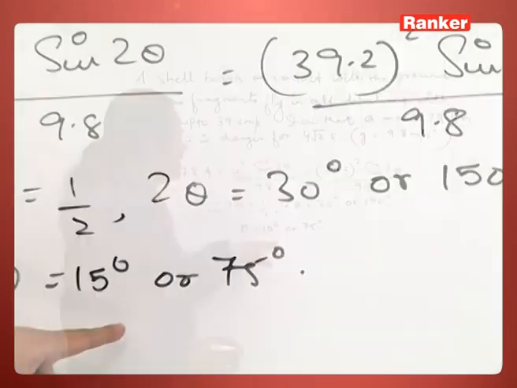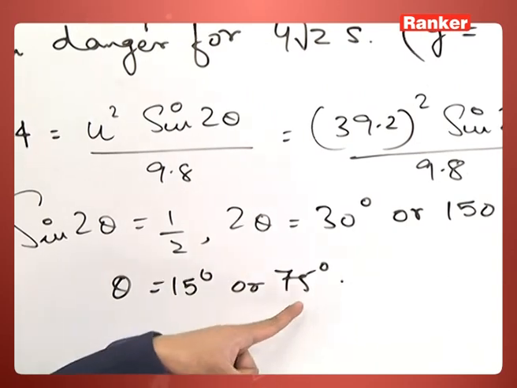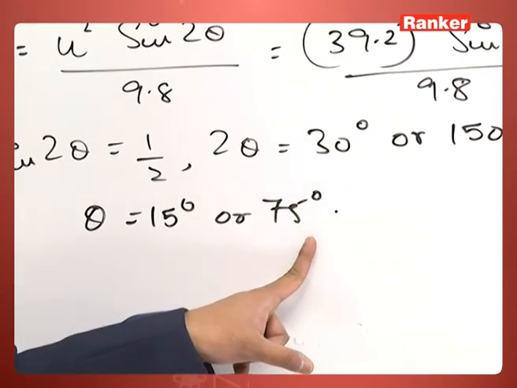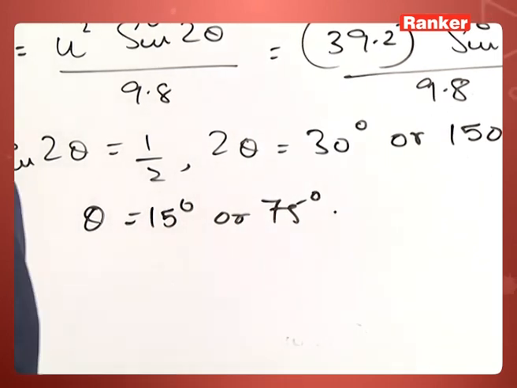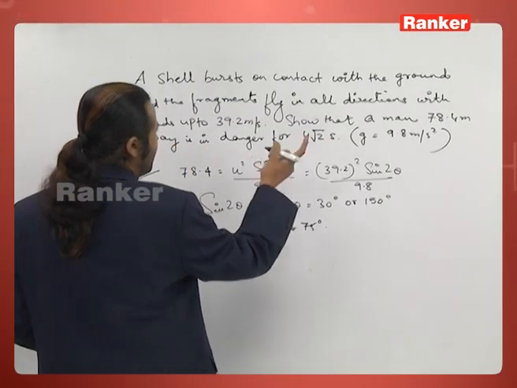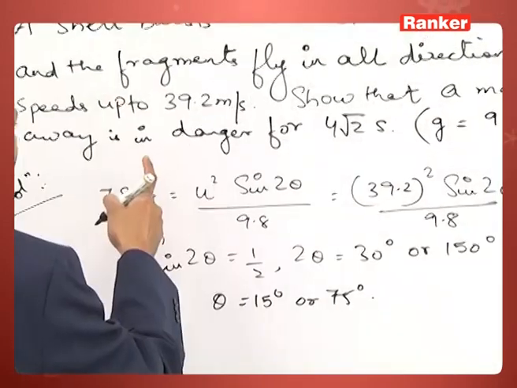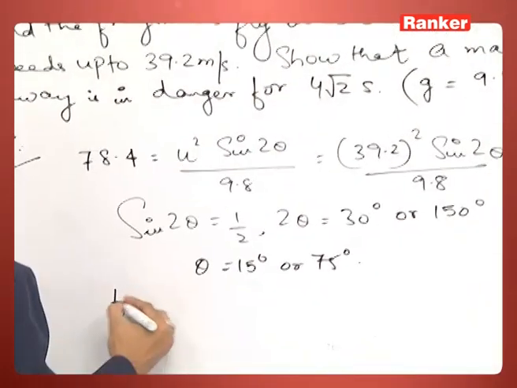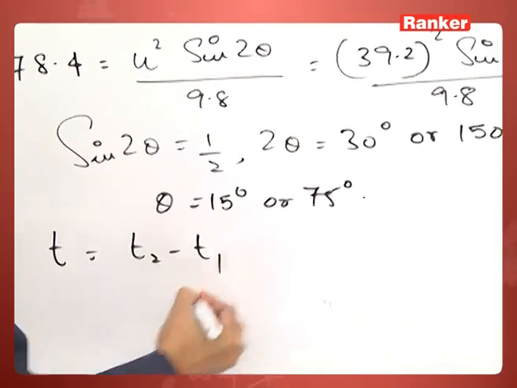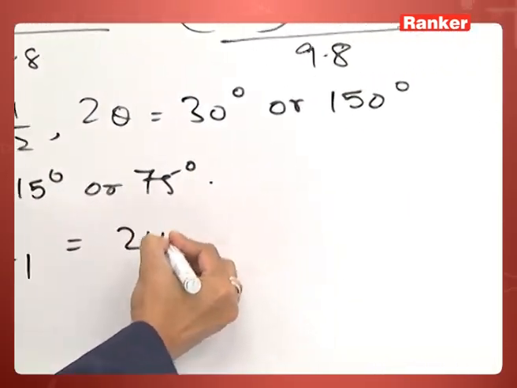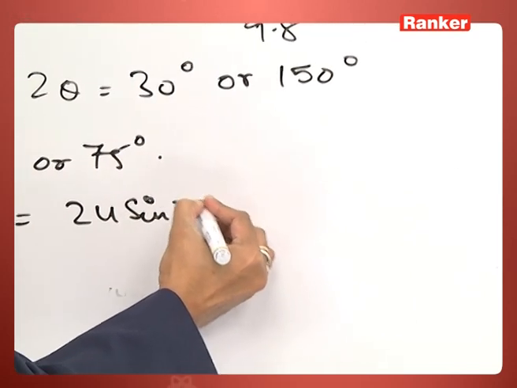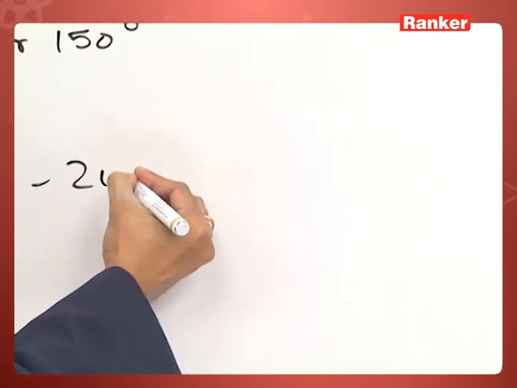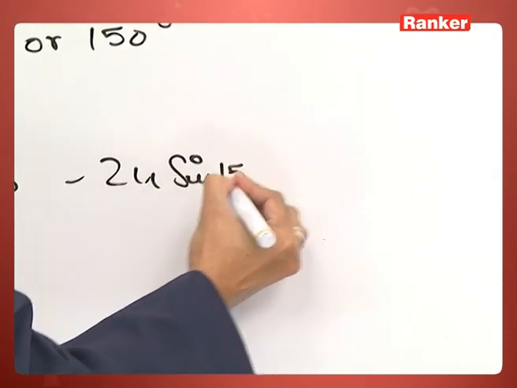Now the ranges for 15 degree and 75 degree are the same, but the times of flight for 15 degree and 75 degree will not be the same. So he is saying the man 78.4 meter away is in danger for 4 root 2 seconds. So let us calculate that. T is equal to T2 minus T1, that is, I can write 2u sine 75 by g minus 2u sine 15 by g.